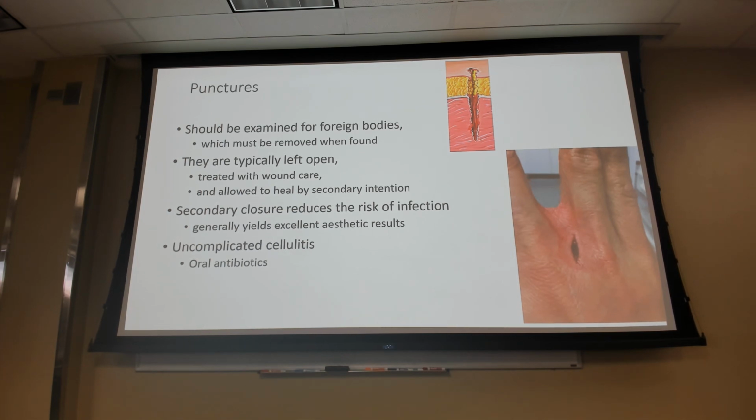Doing some sort of closure can increase the risk of infection, while secondary intention usually reduces the risk of infection. It heals on its own. We typically will treat them with antibiotics because it's usually something pretty dirty that caused the puncture wound, especially when it is some sort of bite from an animal.